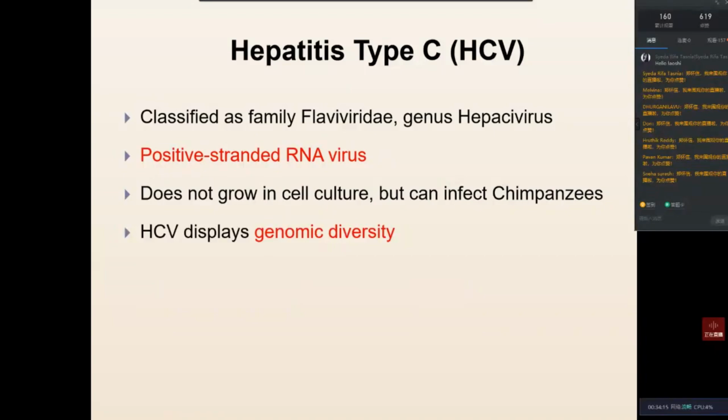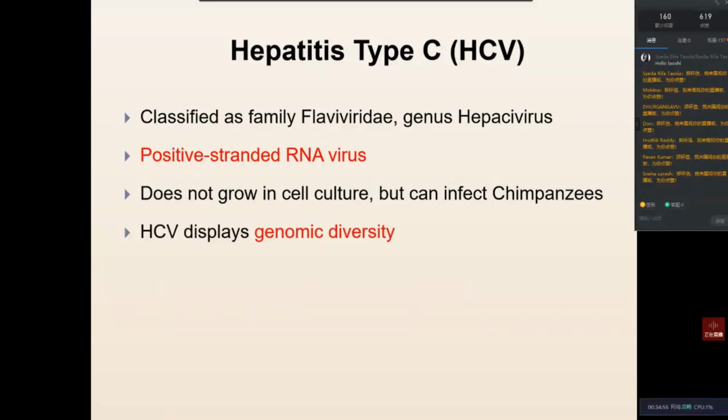HCV displays genomic diversity. Because HCV cannot be cultured in cell lines, right now we don't have a method to make an HCV vaccine. So currently there is no commercially available HCV vaccine, and the genome displays diversity, which means it's a barrier to making a vaccine. It's not easy to target all the diversities.